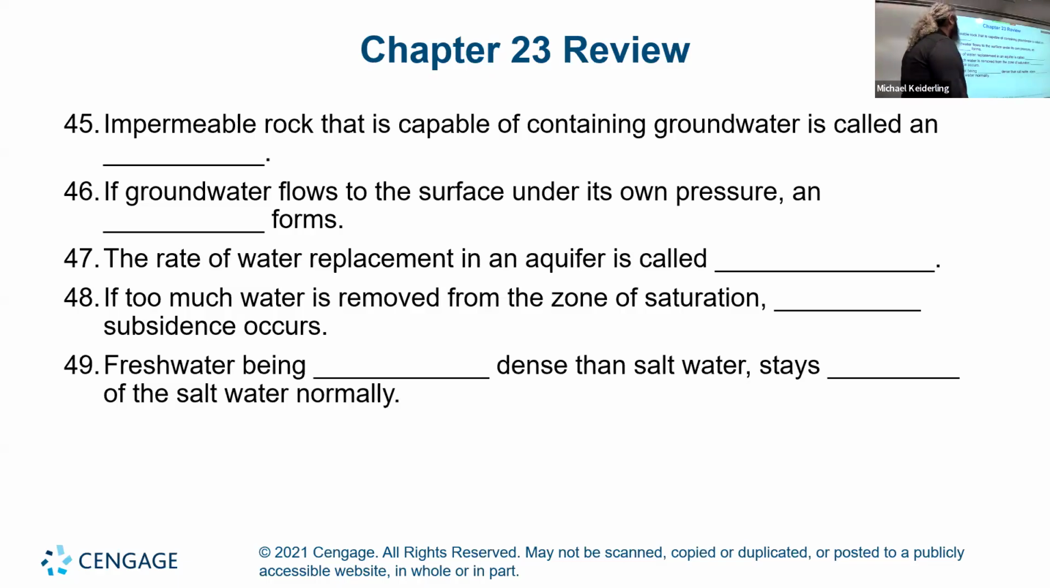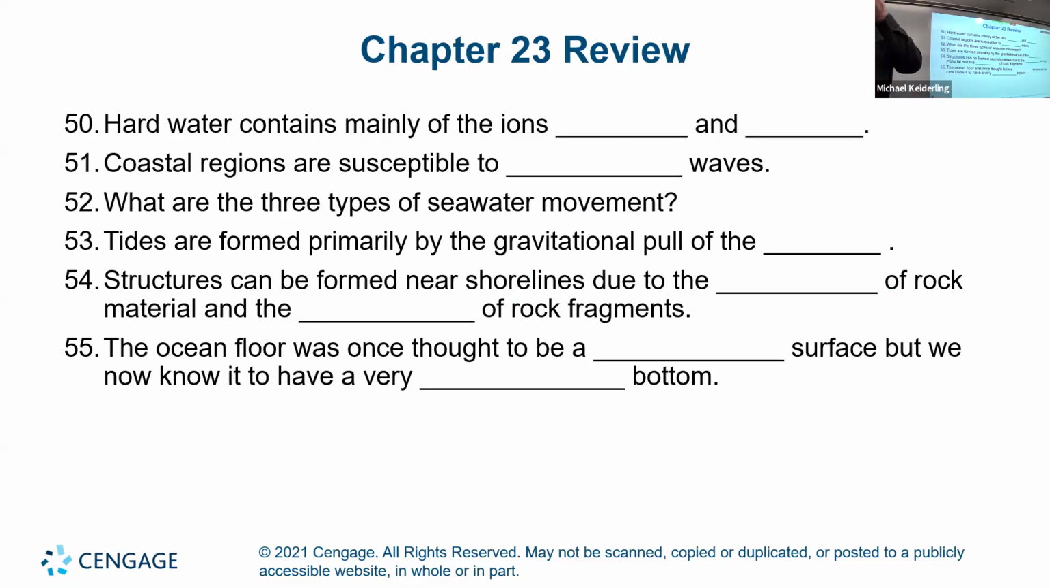If too much water is removed from the zone of saturation, ground subsidence occurs. Freshwater being less dense than salt water, it stays on top of the salt water normally. Hard water contains many of the ions of calcium and magnesium. Coastal regions are susceptible to surface waves.